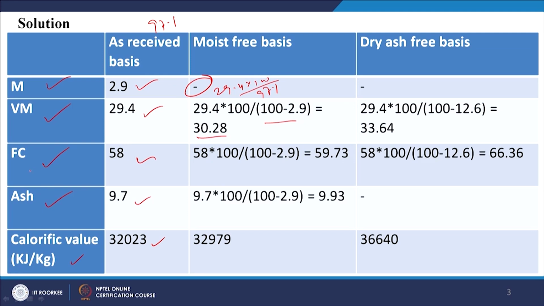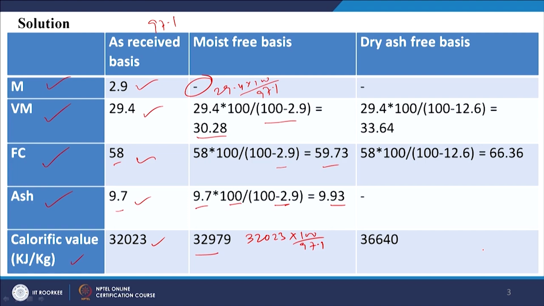And similarly, fixed carbon will be 58 into 100 divided by 100 minus 2.9, that is 97.1, that is equal to 59.73 we are getting here. Similarly, ash content will be this into this divided by this, that is equal to 9.93. And what will be the calorific value? Calorific value is equal to 32023 into 100 divided by 97.1. So, that is equal to 32979 kilojoule per kg. This is for moisture free basis.